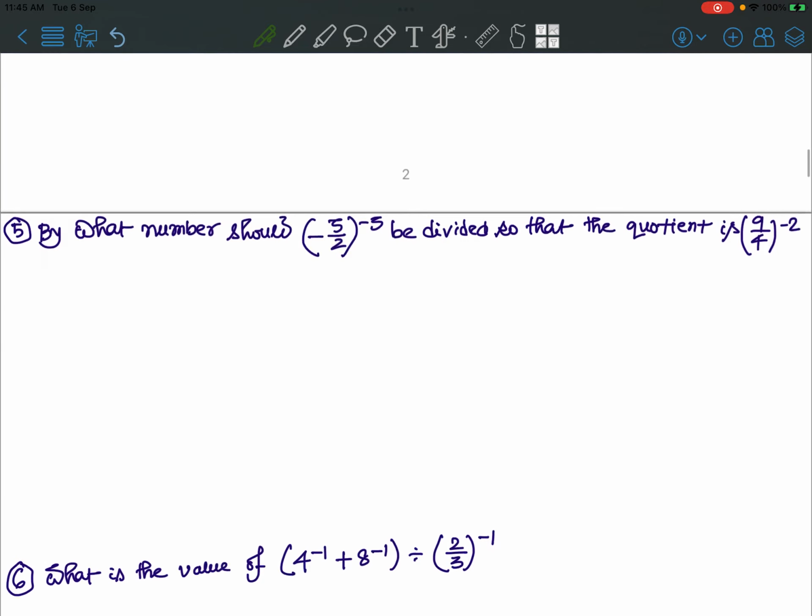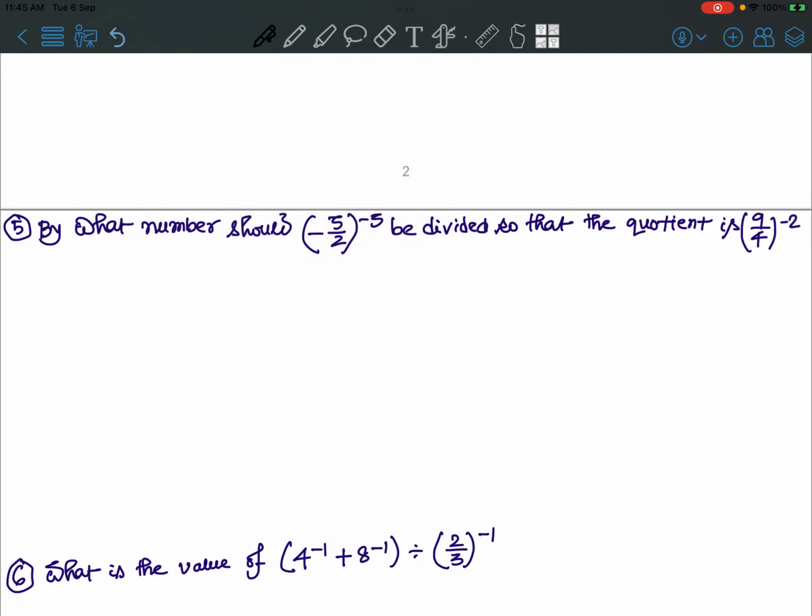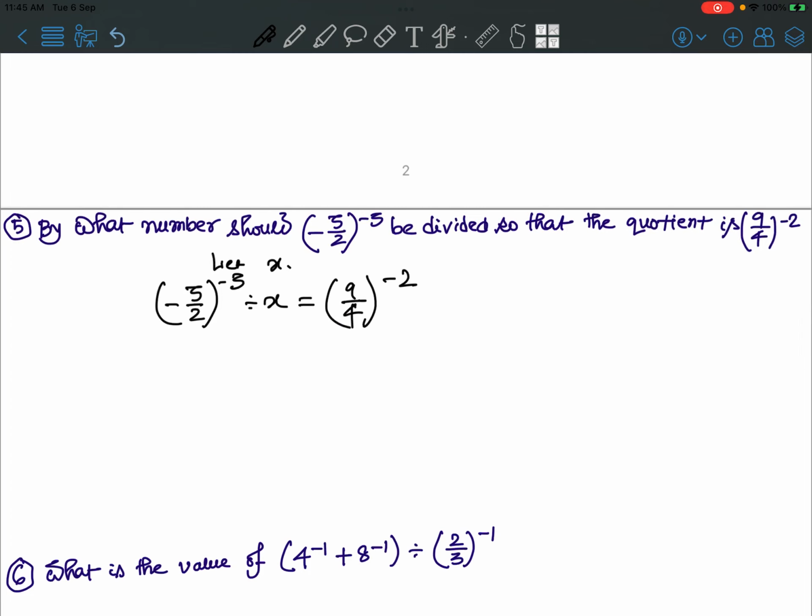Now the next problem. By what number should minus 3 by 2 to the power of minus 3 be divided so that the quotient is 9 by 4 to the power of minus 2? Let the number be x. So we can write it as minus 3 by 2 to the power of minus 3 divided by x equals 9 by 4 to the power of minus 2.